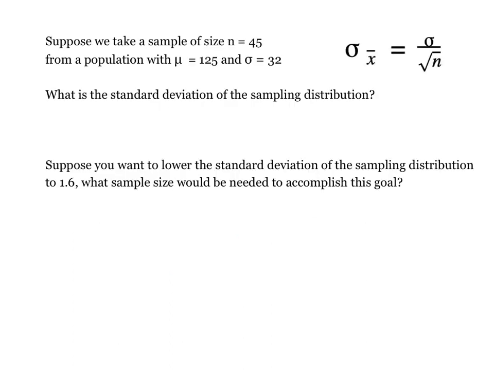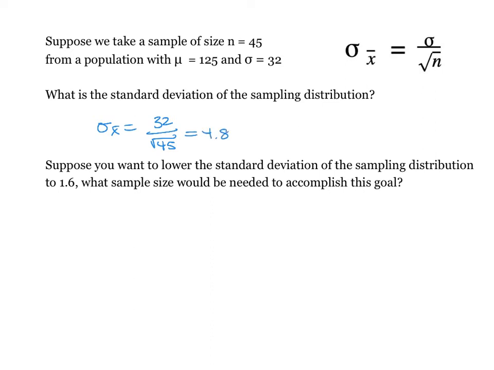So suppose we take a sample size 45 from a population with a mu of 125 and a standard deviation of 32. I want to know what is the standard deviation of the sampling distribution. So I would use the formula in the upper right. And it would be the population standard deviation, 32, over the square root of the sample size, which is 45. So 32 divided by the square root of 45 gets me 4.8.